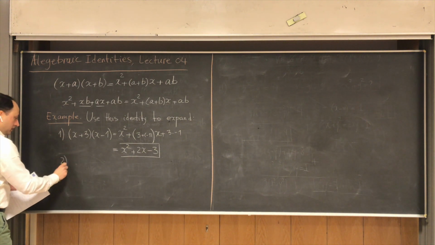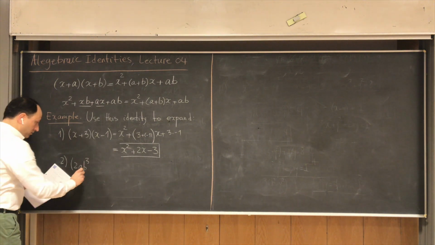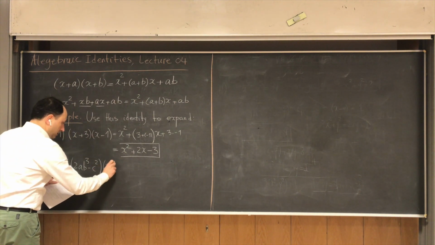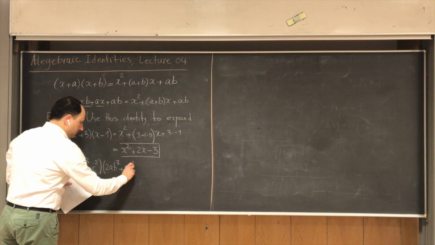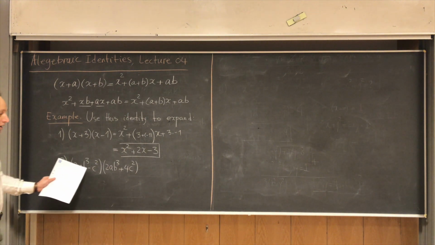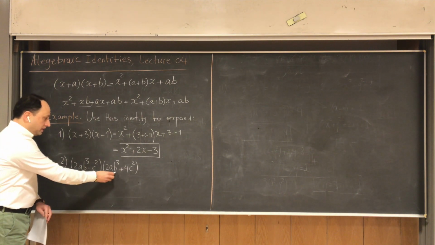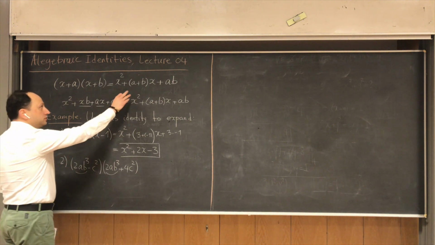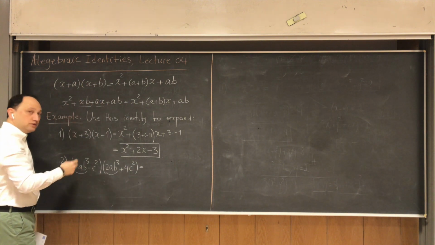Number 2, (2ab^3 minus c squared) multiplied by (2ab^3 plus 4c squared). I also want to multiply these two binomials together. Again, you see that this term is in common in both of these brackets. So according to this rule, 2ab^3 plays the role of x, the common term in this identity.